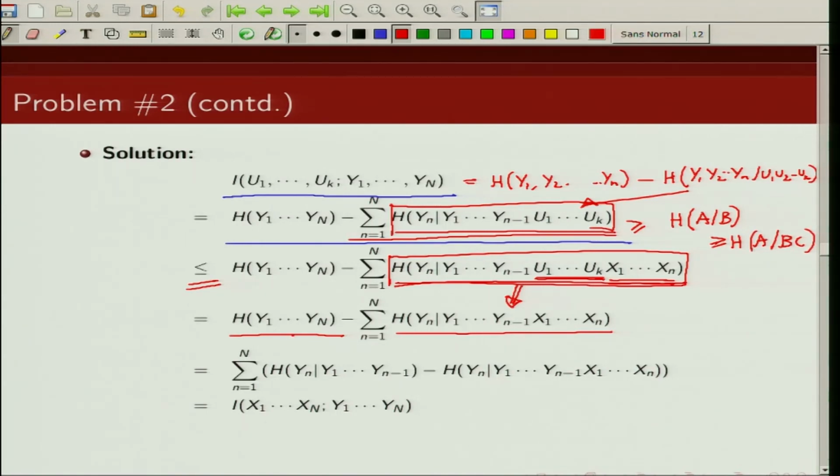Now, using the chain rule, I can also write this joint entropy as the uncertainty in yn given y1, y2, yn minus 1, where n goes from 1 to n, minus this, which is coming from here. Now, from the definition of mutual information, this can be written as the mutual information between x1, x2, xn and y1, y2, yn. Okay. So what I have written so far is that the mutual information between u1, u2, uk and y1, y2, y3, yn is less than or equal to the mutual information between x1, x2, x3, xn and y1, y2, y3, yn.